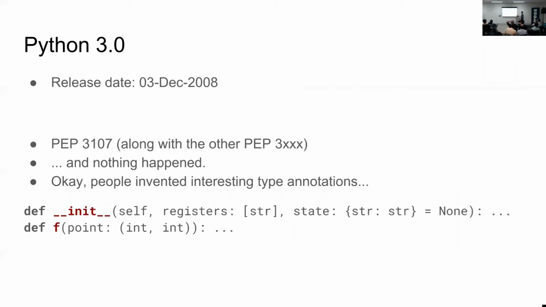So in 2008, Python 3 came out. Yay! And we got those function annotations along with all the other features, and not much happened. Well, some people invented their own type annotation sort of thing.